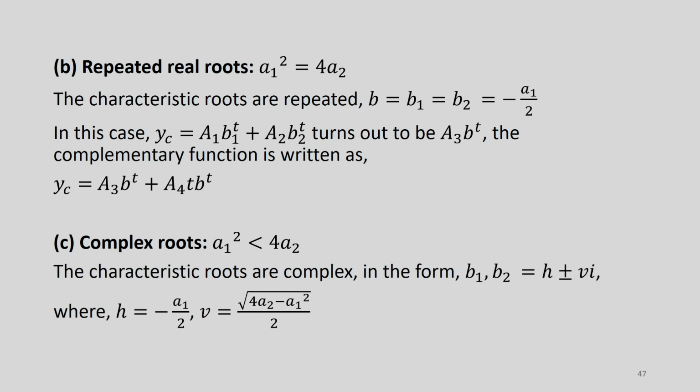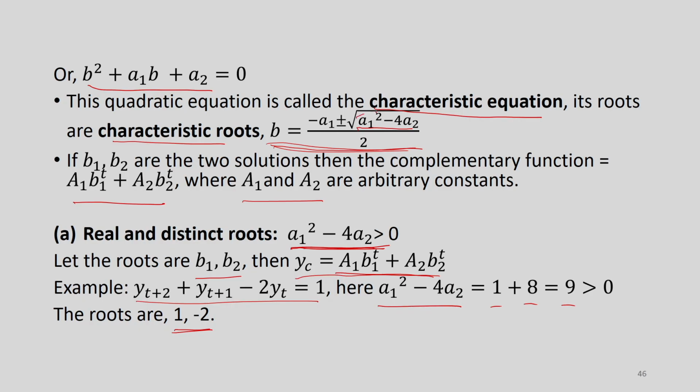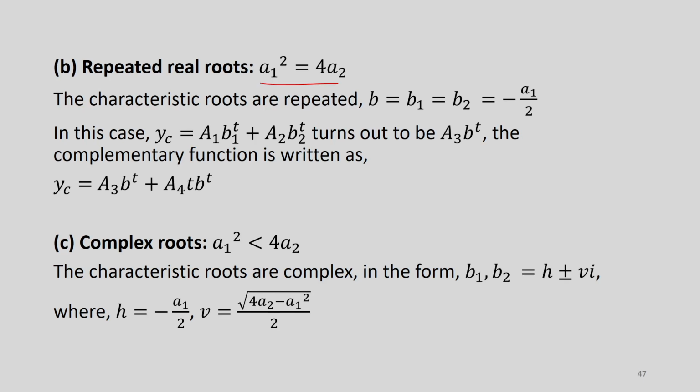The second case is a case where there are repeated real roots. In this case, a 1 square is equal to 4 a 2. So, basically we are talking about this part becoming 0. In this case, there will be no distinct roots, there will be a single root, and that is why we are calling it repeated real roots. And what are these two roots? Actually, they are the same root. It is equal to minus a 1 divided by 2, and this root is repeated twice.